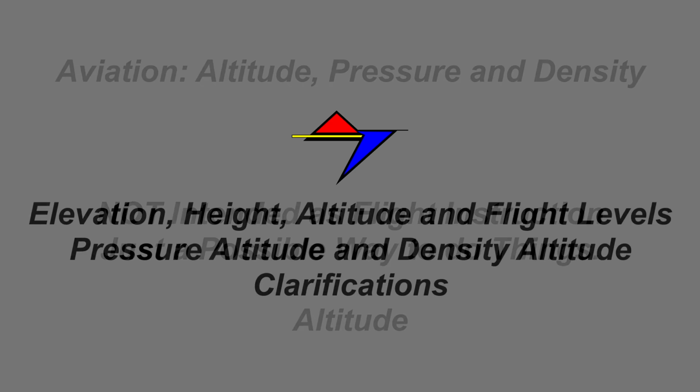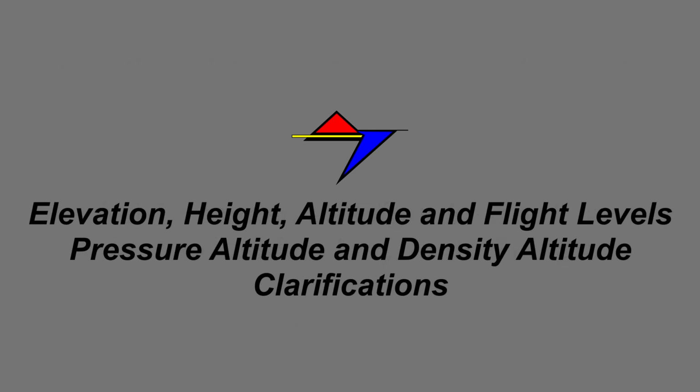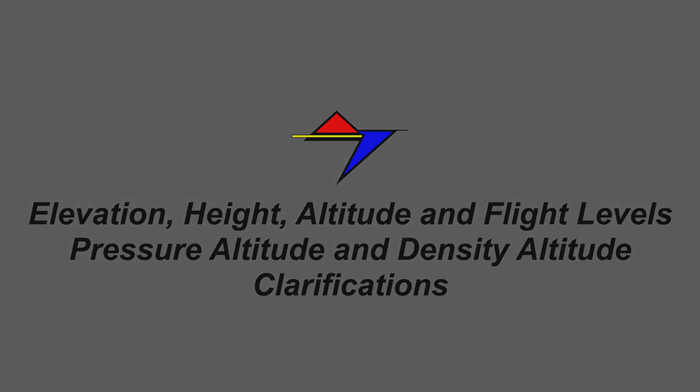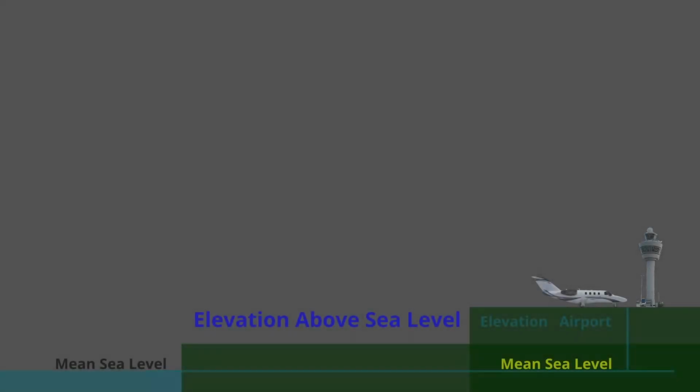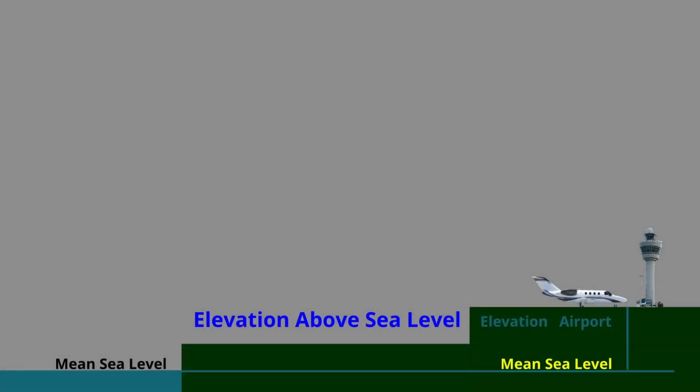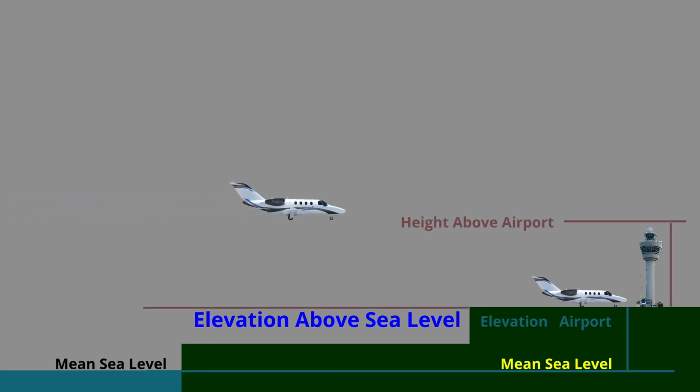Let's cover elevation, height, altitude, flight levels, pressure altitude and density altitude, so there is no more doubt. Elevation is the vertical distance from mean sea level to a point on land, like the runway of an airport. This vertical distance is calculated by the local pressure at the airport or station and is called local altimeter setting. When you place this number in your altimeter window, you will see the elevation above mean sea level.